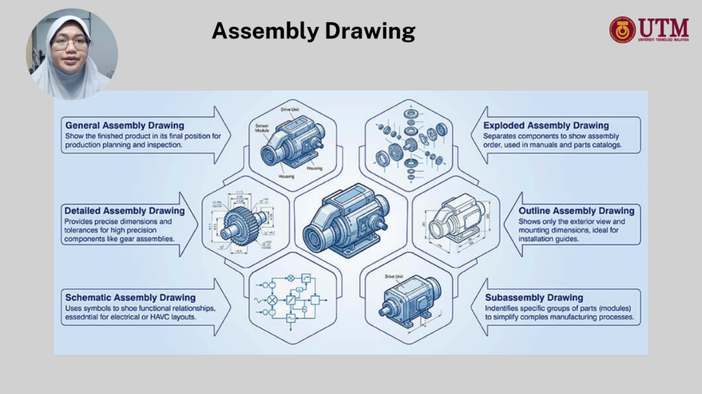Next is the sub-assembly drawing. It identifies specific groups of parts to simplify manufacturing processes. Schematic assembly drawing uses symbols to show functional relationships, essential for electrical or HVAC layouts. Detailed assembly drawing provides precise dimensions and tolerances for high precision components like gear assemblies. General assembly drawing shows the finished product in its final position for production planning and inspection.